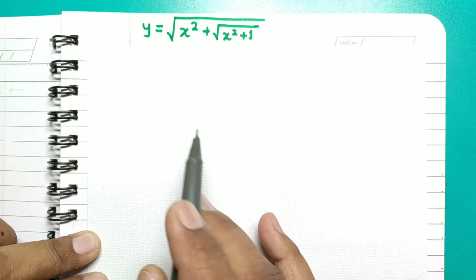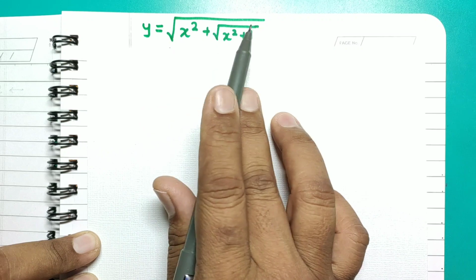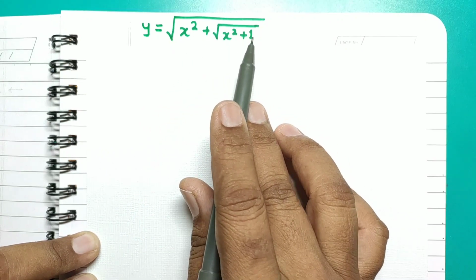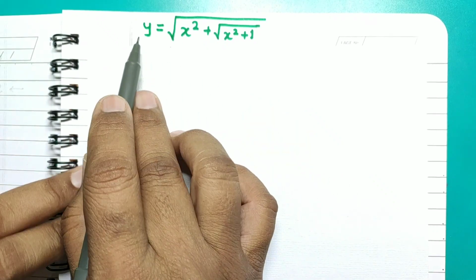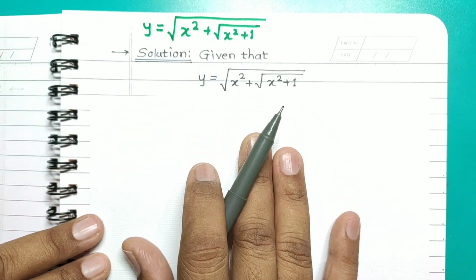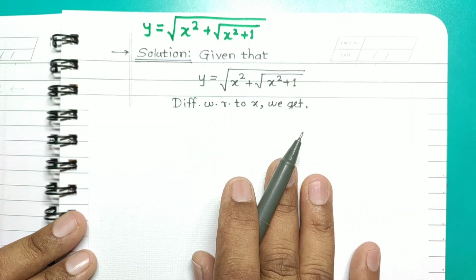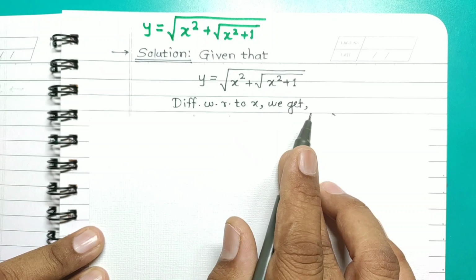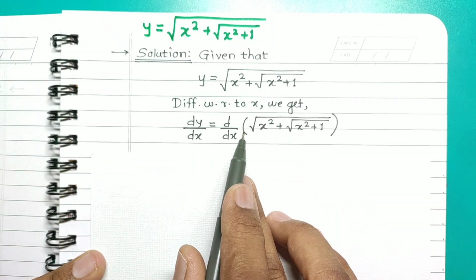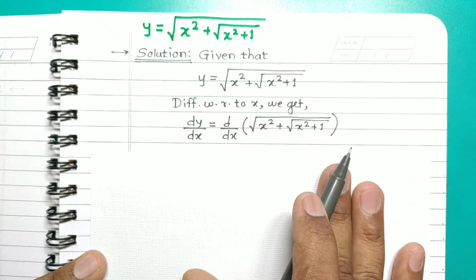Students, the next given function is y is equal to root of x square plus root of x square plus 1. So we have to find out dy by dx. In the solution, you write down the given function y is equal to root of all this. Differentiating with respect to x, we get dy by dx is equal to derivative of root of x square plus root of x square plus 1.